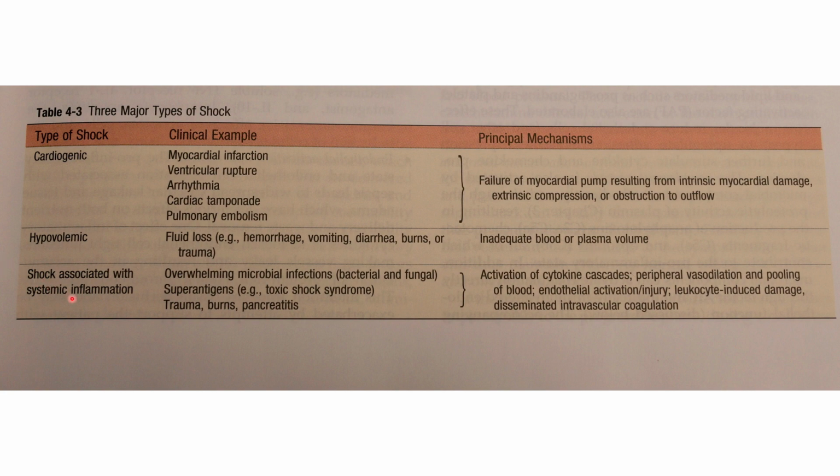And then shock associated with systemic inflammation occurs in systemic sepsis, whether bacterial or fungal, superantigens such as toxic shock, trauma, burns, and pancreatitis, where you get a cascade of cytokines, peripheral vasodilation, pooling of blood, and endothelial activation and injury.